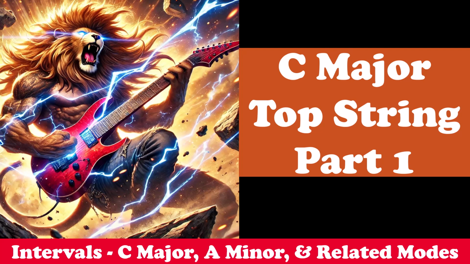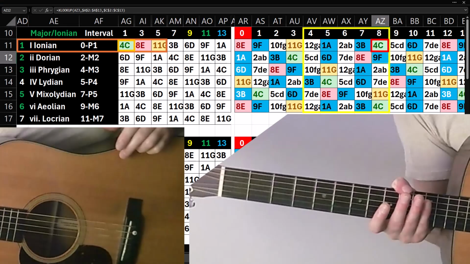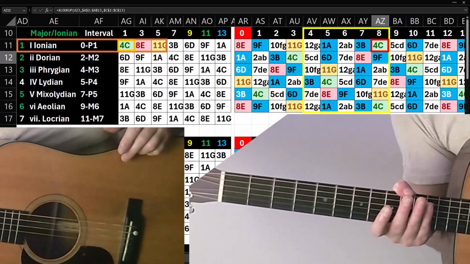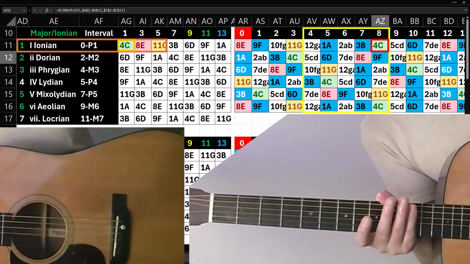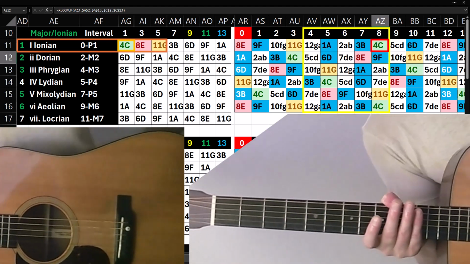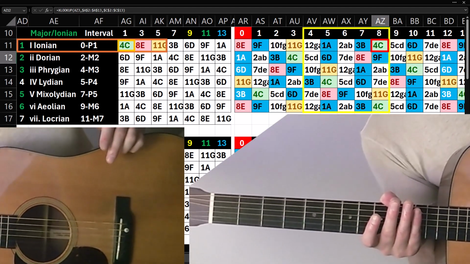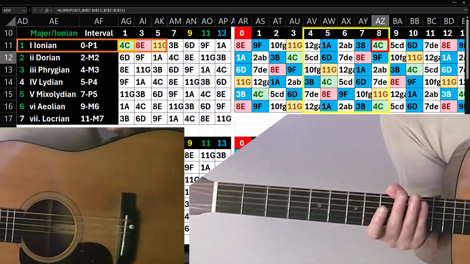Guitar intervals, C major, A minor, and related modes, this time focusing in on C major located on the top string, part number 1. Remember that one of our major objectives here is to try to get all of our resources orientated in the same direction to make them as easy on the eyes as possible from the perspective of a player of the guitar.